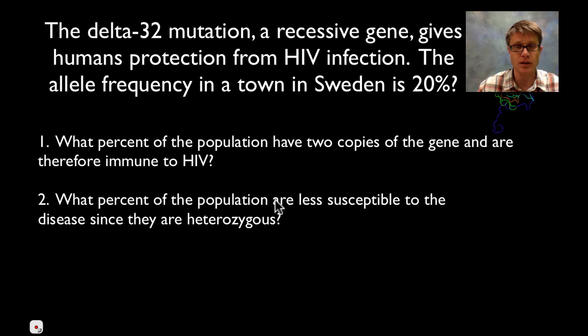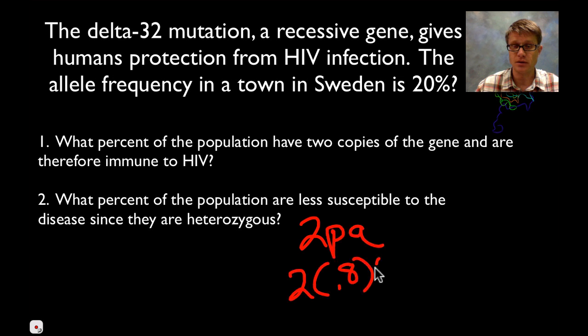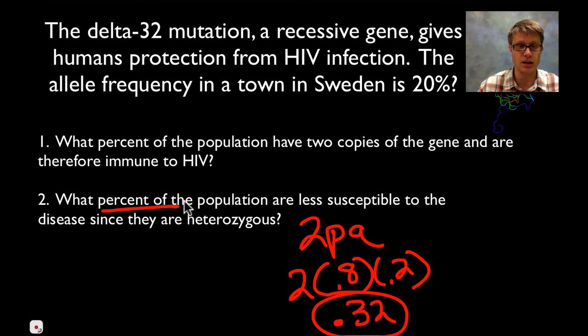Next one they're saying, what percent of the population are less susceptible to the disease since they're heterozygous? Oh, so to solve that one, again, this is going to be 2 times P times Q, so that's going to be 2 times 0.8 times 0.2, and so I get 0.32. Or if they're asking what percent, I would call that 32%.